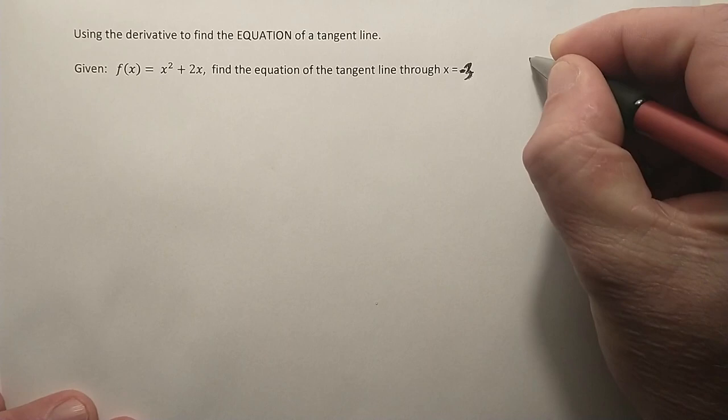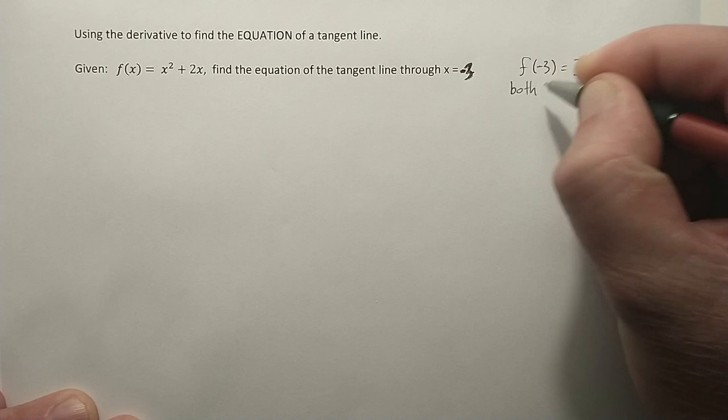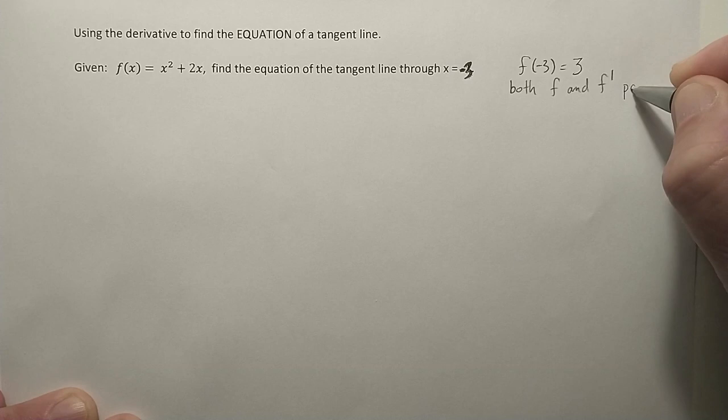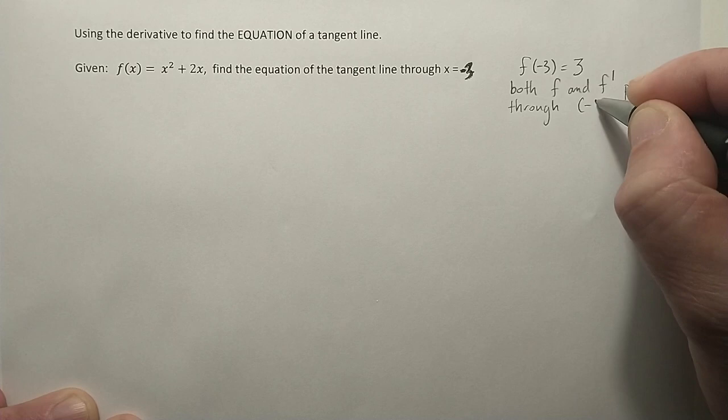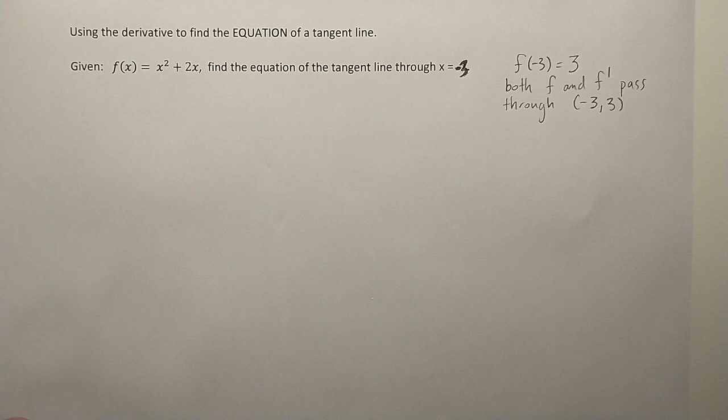So what we can do is figure out what this is, and that's this. So both f and f prime pass through negative 3, 3.